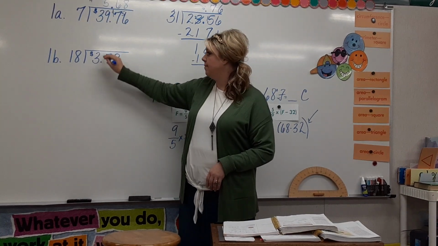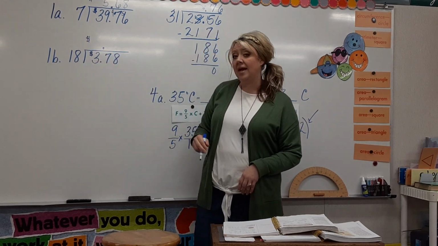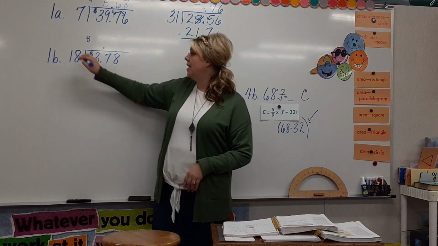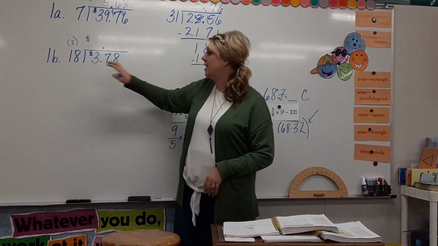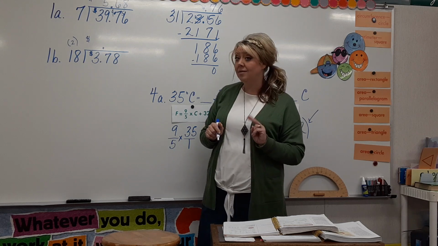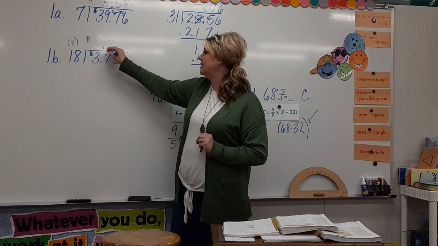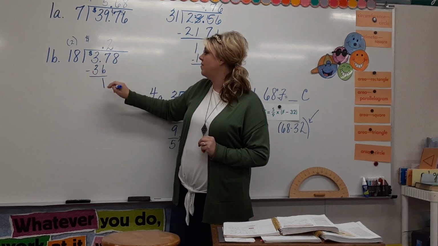Here's letter B, same thing. I'm going to bring the decimal up. I'm going to go ahead and add my dollar sign, and then I can begin to divide. Now you can estimate with a 2 here. Some of you may even use the number 18. 18 actually can go into 37 2 times. I know this because 18 times 2 is 36, and there's going to be 1 left over.